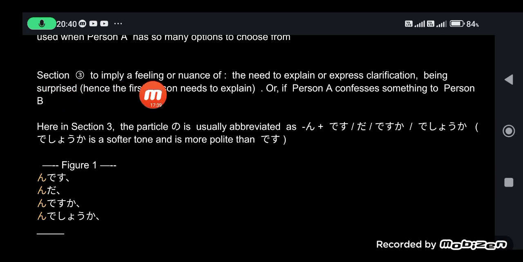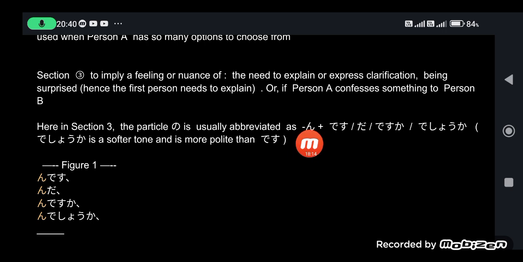To imply a feeling or nuance. Section 3 or the third usage of particle no, to imply a feeling or nuance. The need to explain or express clarification, or perhaps being surprised, and hence first person needs to explain, or if person A confesses something to person B. Here in section 3, the particle no is usually abbreviated as un.